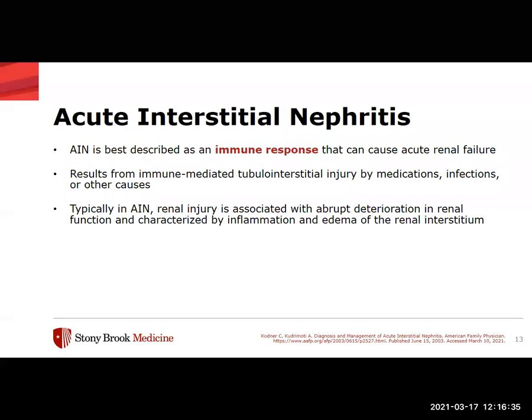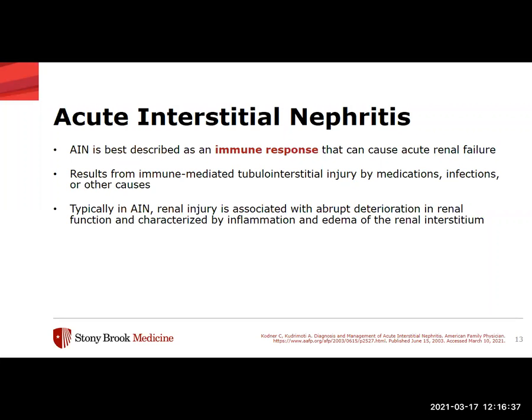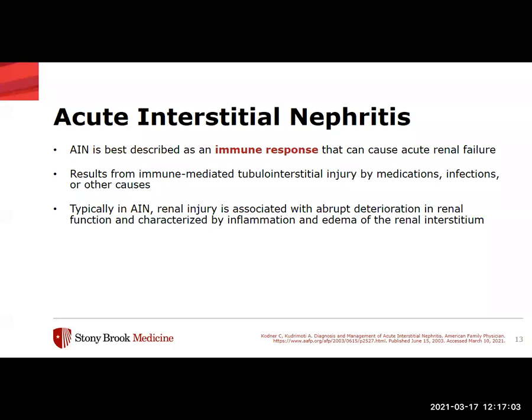Now, this is an immune-mediated injury to the intertubular, extraglomerular, and extravascular space of the kidneys that can cause renal failure. The tubulointerstitial injury that occurs in acute interstitial nephritis can be caused by medications, infections, or other etiologies. And this type of renal injury is typically accompanied by the abrupt deterioration in renal function. And it is also characterized histopathologically by inflammation and edema of the renal interstitium.